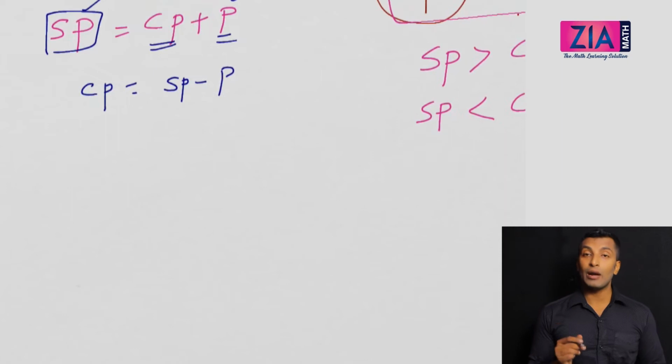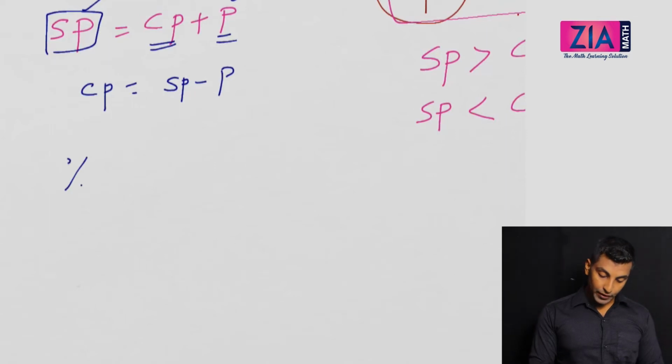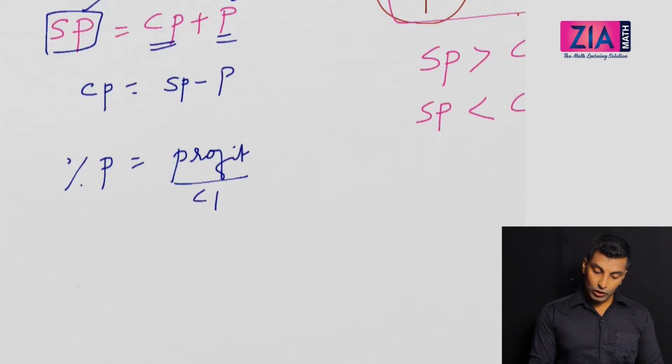Now if you need to calculate a profit percentage, how will you calculate it? Percentage profit is equal to profit divided by cost price, into 100.